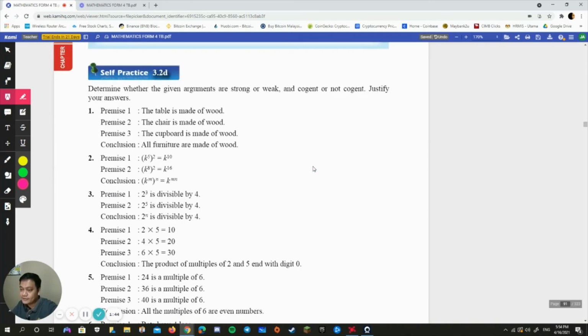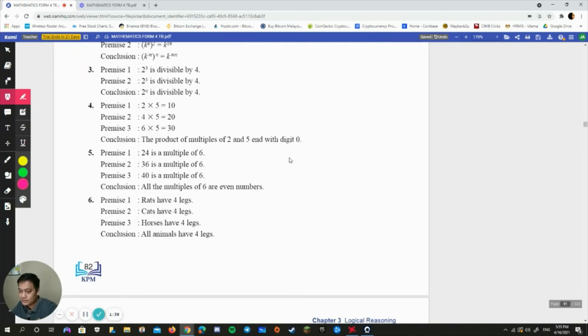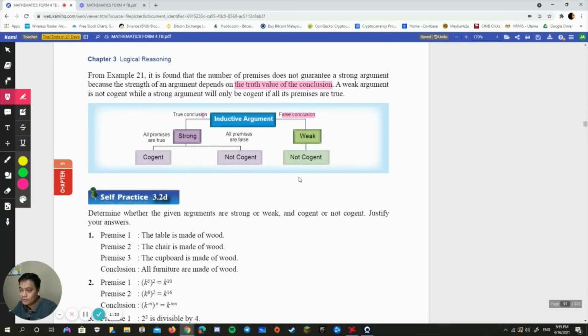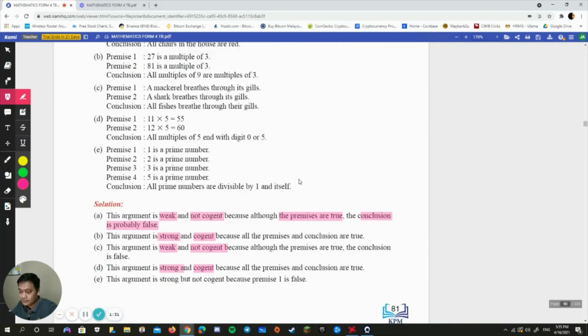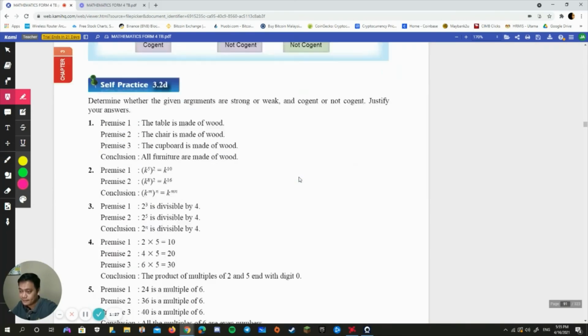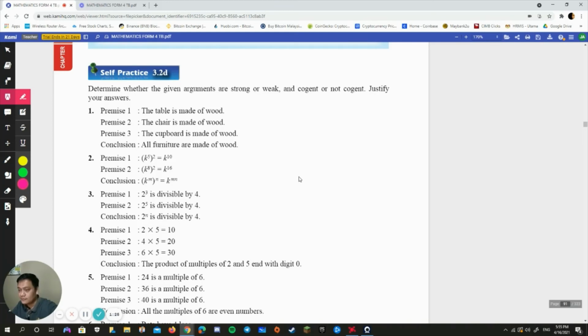Then you can try self-practice 3.2D. You do all the questions, number 1 until number 6. You follow the solution for example 21 to write down the answers for self-practice 3.2D.